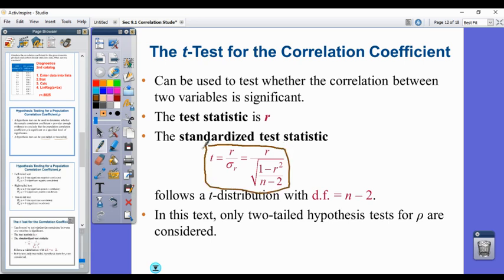One of the things that I really want to draw your attention to as well is we're still going to be using our t-distribution, but in this case, our degrees of freedom is going to be n minus 2. Okay. And for the scope of this course, we're only going to be focused on two-tailed hypothesis tests for this. Okay, so we're not going to worry about left and right-tailed when we're working with this.